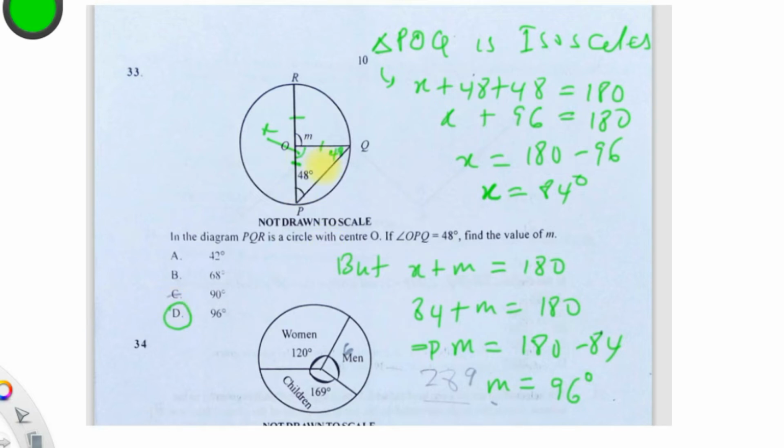We know something. You could have found this answer quickly, because m is an external angle of this triangle POQ. Whenever you want to find an external angle, you have to sum the two opposite angles in the triangle. So sum these, and you get the external angle here. Have you seen?